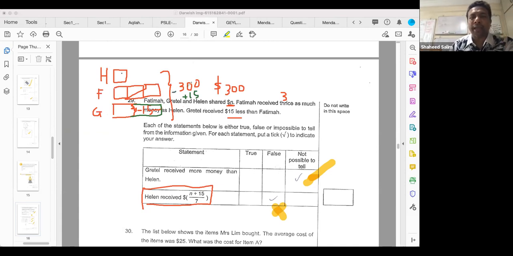But now there's no 300. The original is N. So N plus 15 is equal to 7 units. N plus 15 divided by 7, I get 1 unit. And 1 unit is Helen's. So this is true. Okay, never mind. A little bit confusing, never mind, no problem.